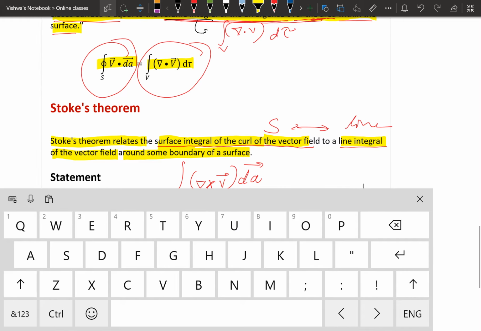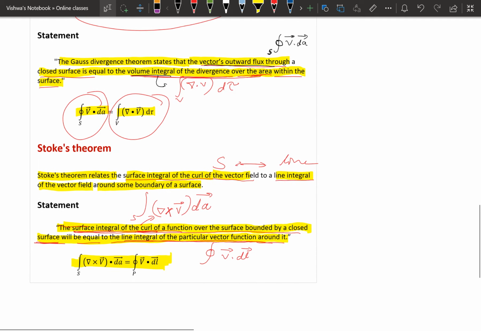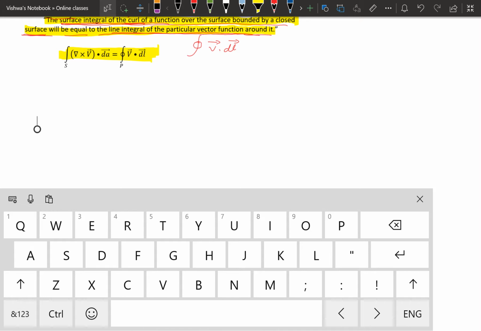Please practice these two theorems, Gauss divergence and Stokes theorems. These two are important in Maxwell's relations, for deriving the Maxwell relations. Okay, so this is enough for today's class. Now take an assignment question. These assignment questions are helpful for the next class.